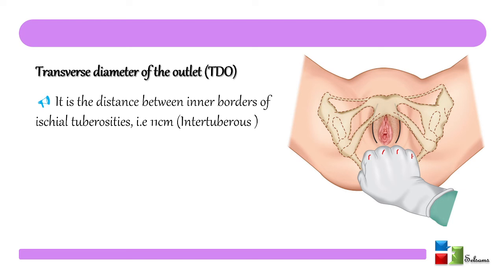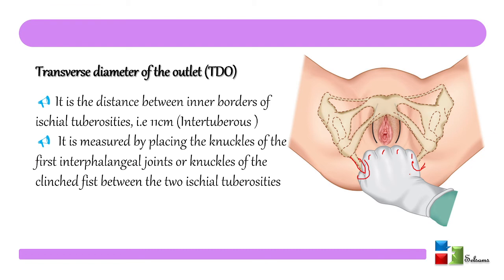And this is the distance between the tuberous. Tuberous is the bone. Okay, this is the ischial tuberosity, where we sit. You should keep your hand in such a way that it is going to admit 4 knuckles.